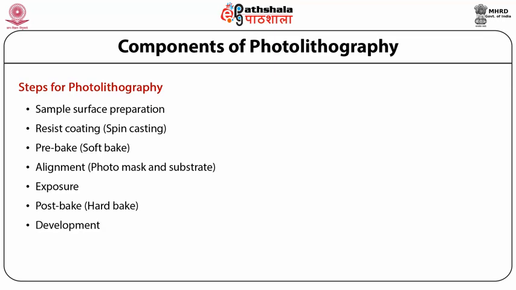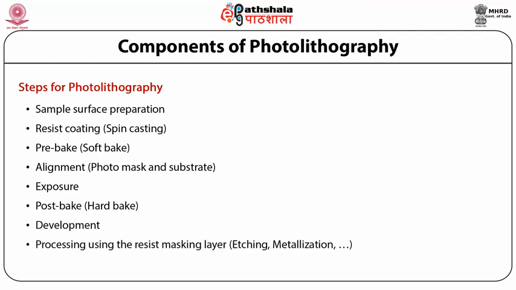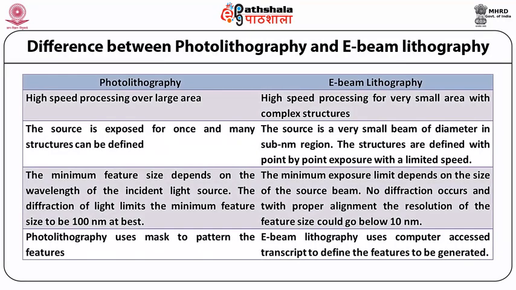Then the development of the photoresist, processing using the resist mask layer, and finally through etching or metallization can be done. And after that we can go for lift-off process where the resist layer is peeled off. The differences between photolithography and E-beam lithography are pointed out in the table.